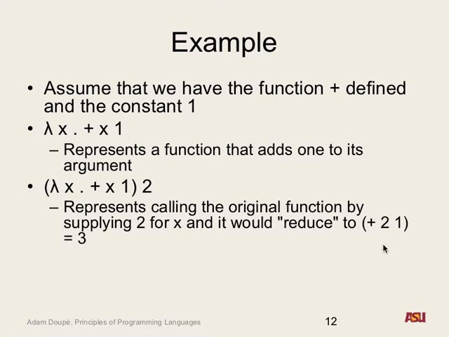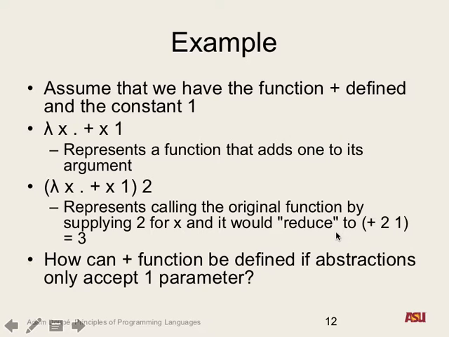And so then we would reduce plus 2, 1 to 3, right? We didn't do that, but by just applying this function, reducing this function, we'll get plus 2, 1. And then if we reduce that, hopefully we would eventually get 3. Okay, so now how can we define a plus function if abstractions only accept one parameter? How can we do this?